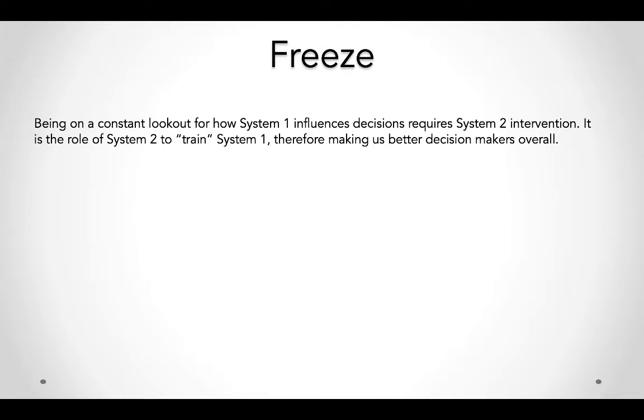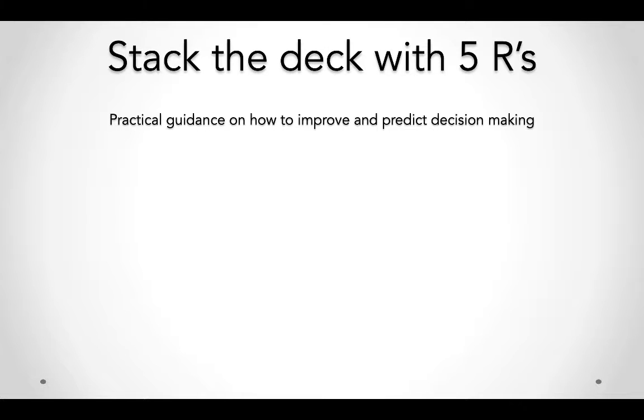And then once you get this, you will freeze your knowledge in place, and now you're going to be on the lookout for the interactions between System 1 and System 2. System 2 has a role, and that is to train System 1. Therefore, we're making us better decision makers overall. It's a slow process. Our System 1 is very strong. It has millions of years of evolution, and it's not that easy to change. Okay, so we're going to end the course with some practical guidance.